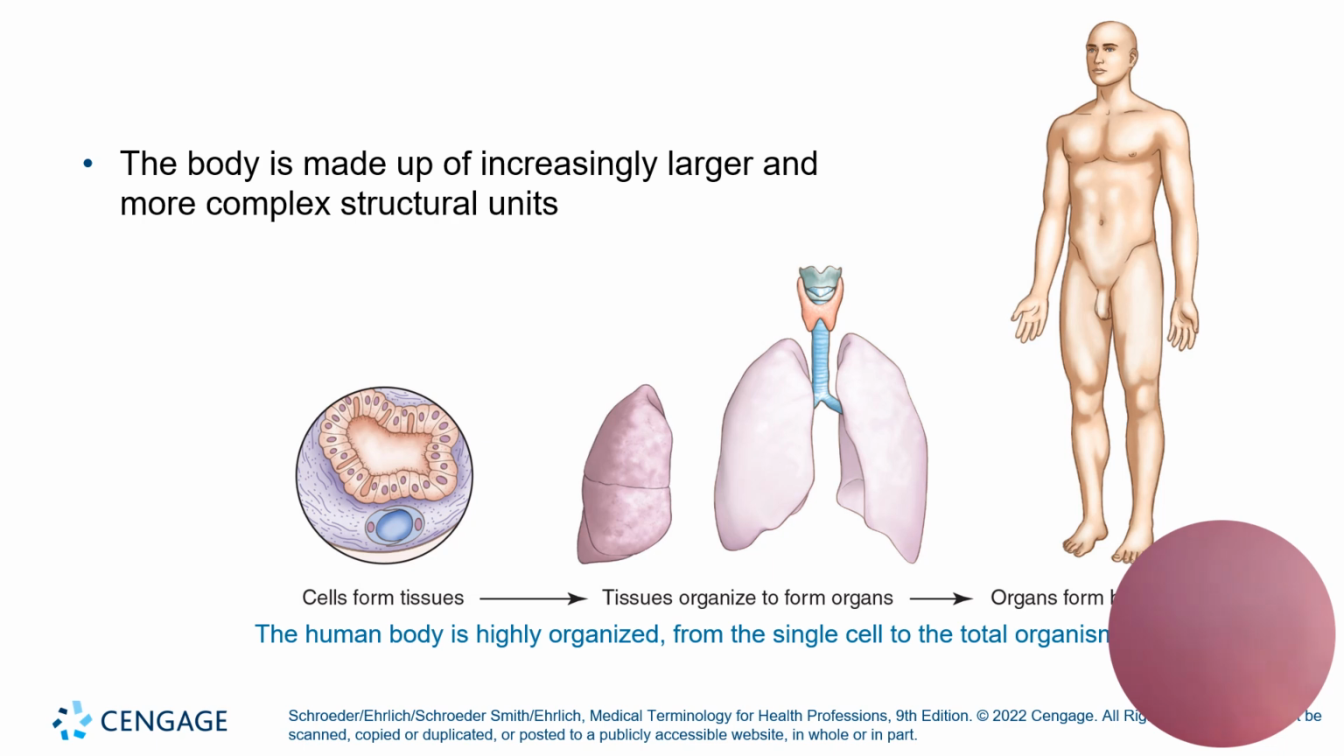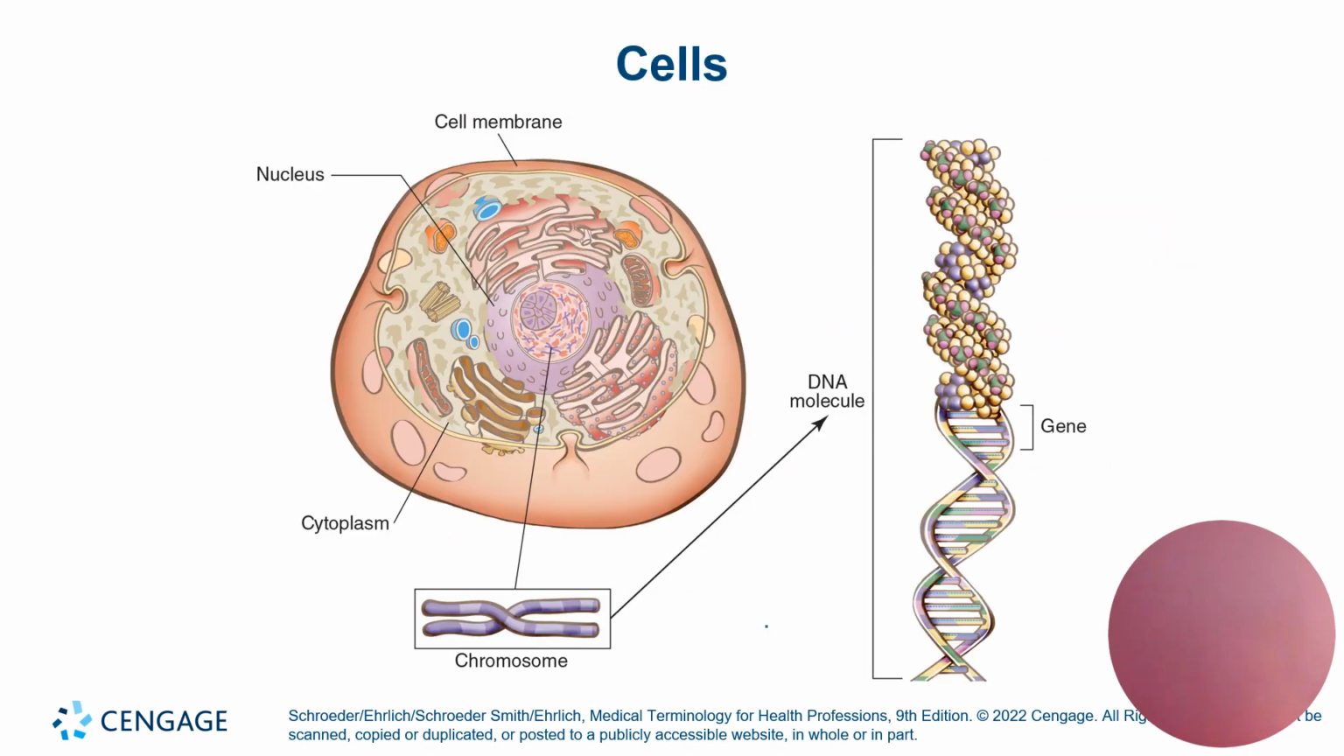The body is going to be made up of increasingly larger and more complex structural units. From the smallest to the largest, we've got cells, tissues, organs, and body systems. And as they work together, these structures will form the complete body and enable it to function properly. Cells are going to be specialized and grouped together to form tissues and organs.